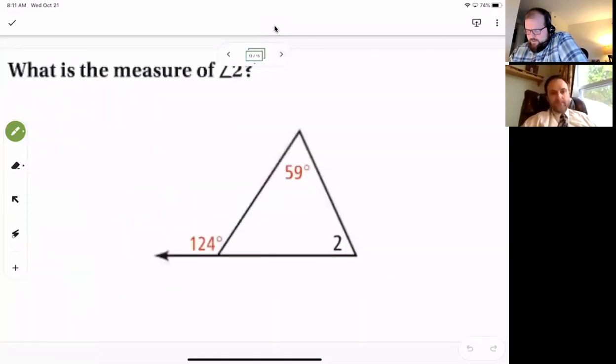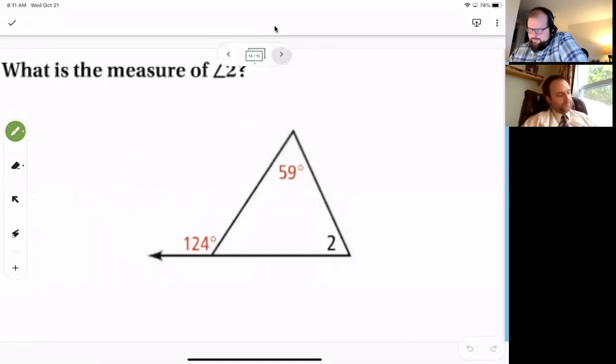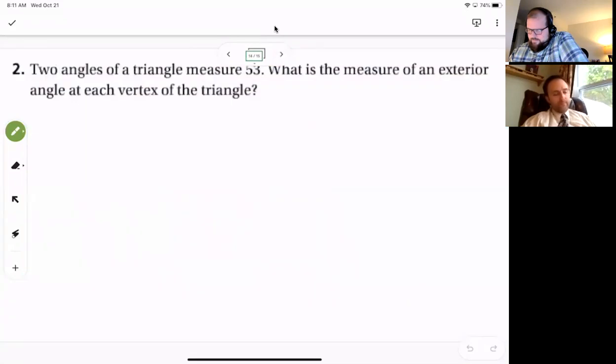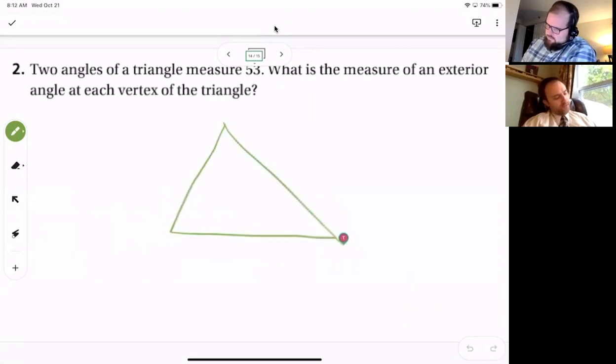All right, here's another one of these. I think this might be a good one for them to do on their own. I agree. This might be another good one to do on their own. I think we need to give them a picture. So two angles of a triangle measure 53. So if I draw some sort of triangle, make this one 53, and this one 53. What is the measure of each exterior angle at each vertex?